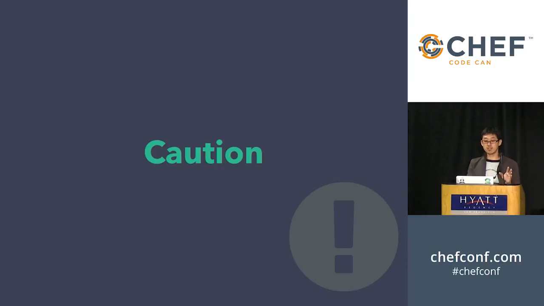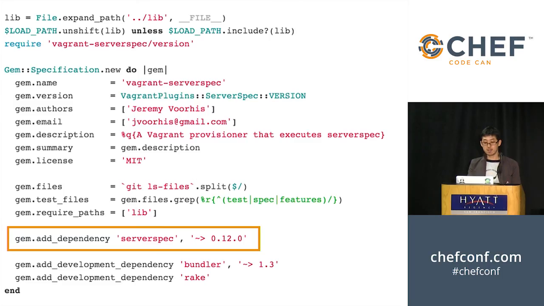But there are things to take care of if you use vagrant-serverspec. This is the gemspec file of vagrant-serverspec. It depends on a Serverspec version under 0.12.0. It's very old, so you must fix this if you'd like to use vagrant-serverspec. And one more thing, vagrant-serverspec returns exit code 0 even though the test failed. So you should fix it before using this plugin.